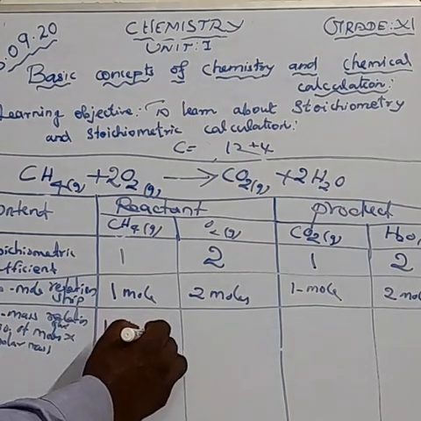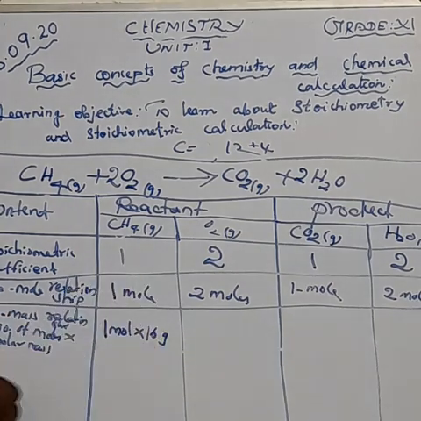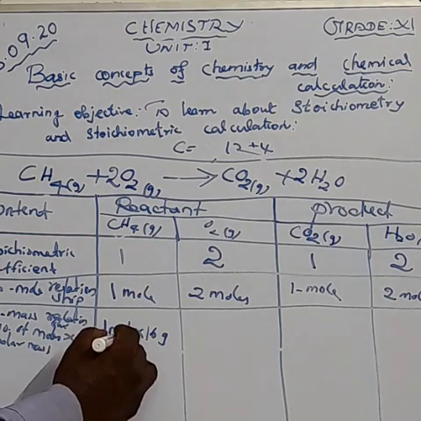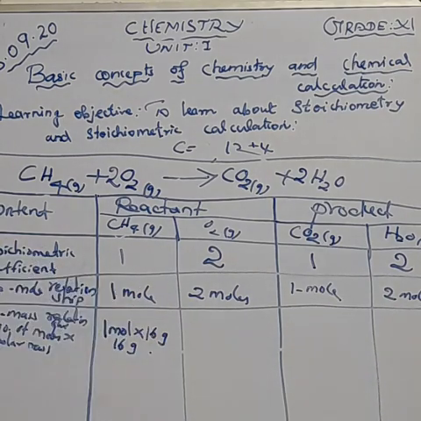1 mole into 16 gram. Okay, so what's the answer? 1 into 16 is equal to 16 gram. That's the first one.